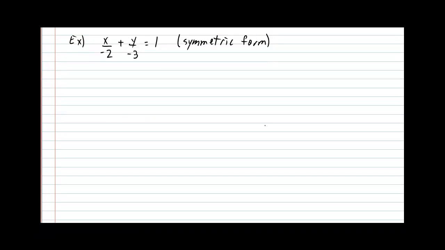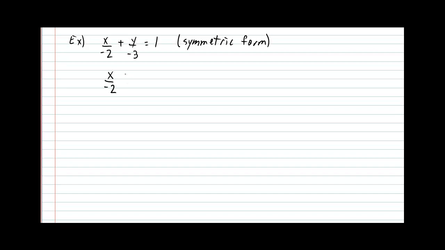This is a rule of a line written in symmetric form. Again, you have a choice here. You can choose to move the 1 over to the left-hand side of the equal sign, or you can choose to move the negative x over 2 and the negative y over 3 over to the right-hand side. My personal choice would be to move the 1 over to the left-hand side, because that only gives you one object to move over. So my next line of work will look something like this.